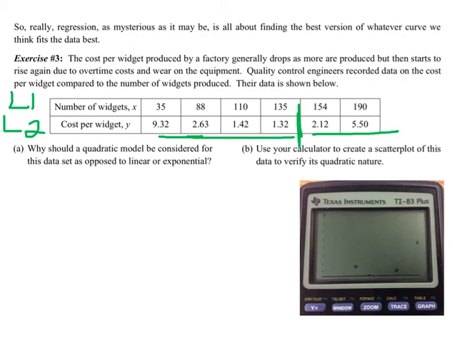It says use your calculator to create a scatter plot of this data to verify the quadratic nature. If you notice, there it is there. That looks like a quadratic because it's going back up. It's not exponential. An exponential would be way down here and make a slow gain up. This is definitely coming down and going back up. So therefore, it is quadratic.